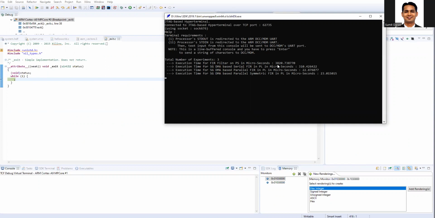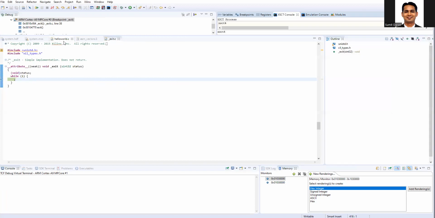The processor took 3820 microseconds. It is significantly higher because the MAC operation, multiply and accumulate, takes a lot of time on the processor. On the FPGA, you can see that even the serial mode, including the data communication, took only 310 microseconds. On the parallel one, you can see that you got significant improvement. And for parallel symmetric, you don't get this improvement as such. It's more or less the same, but you use fewer resources in the parallel symmetric.